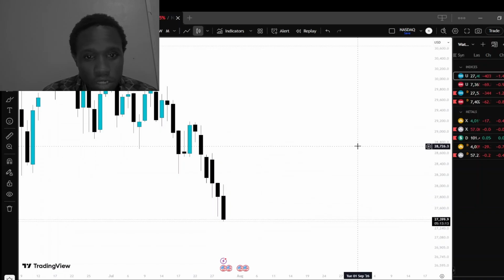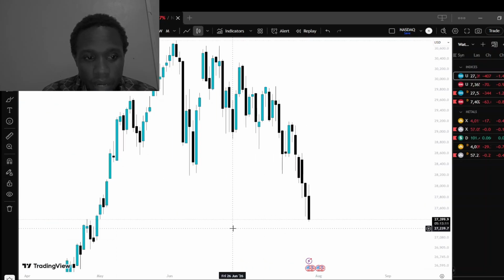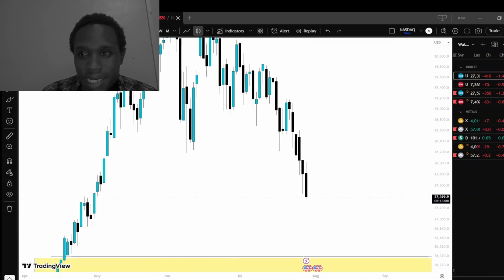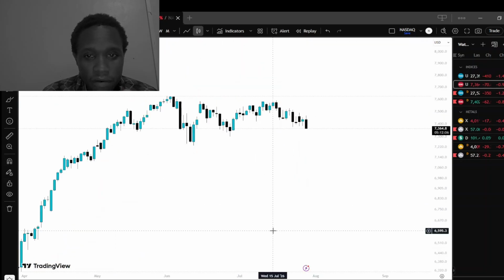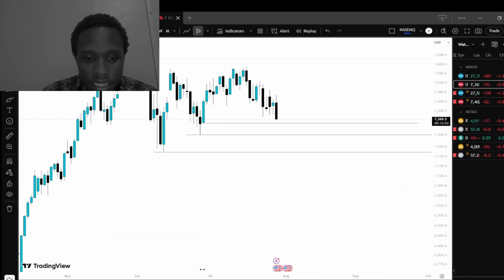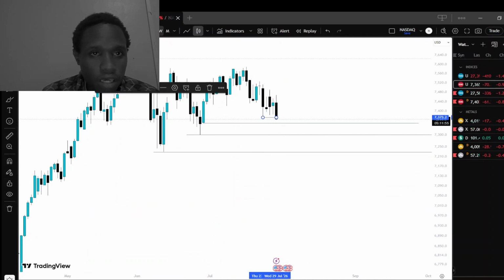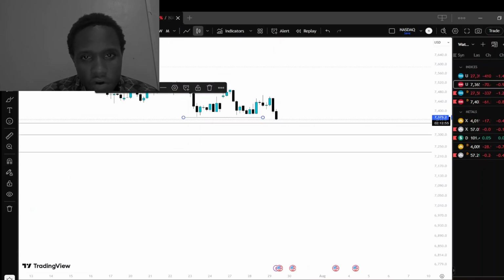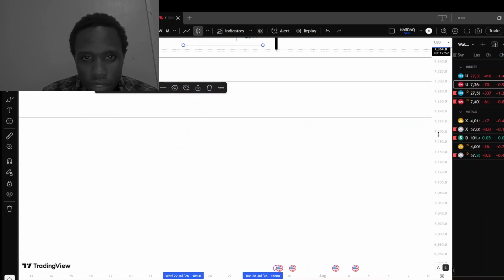But that was not a problem, because for my weekly draw on liquidity, I was still targeting the fair value gap and then these lows marked here, as well as the one that has just been swept. Okay, so this was the previous week low. That was my first draw on liquidity. Okay, so let's go down to the 4-hour chart and see what we could actually see.